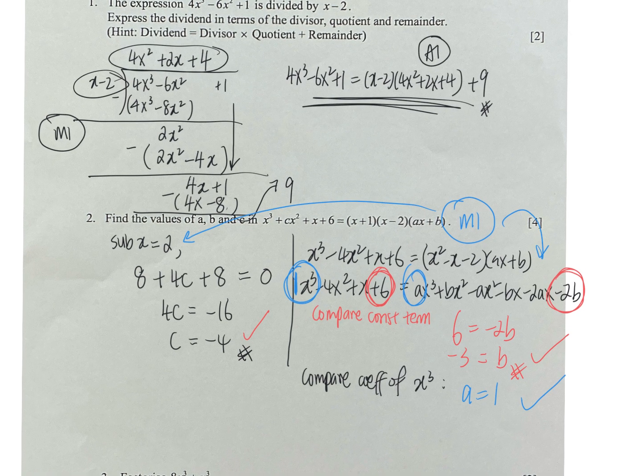No extra marks, but they give you the method mark. If you use both, they still give you 1 mark. So it's not like they give you a bonus.